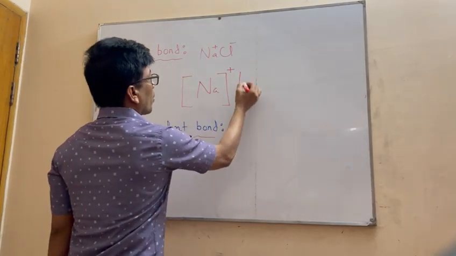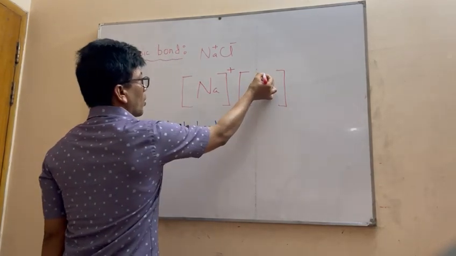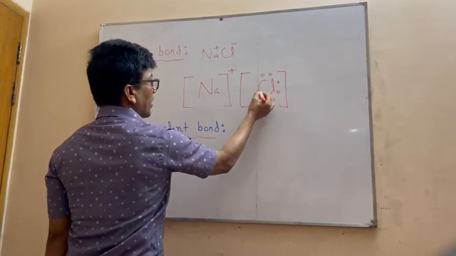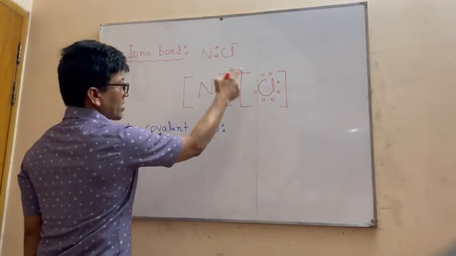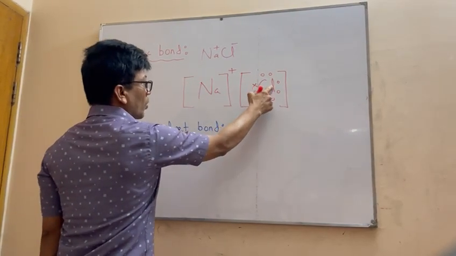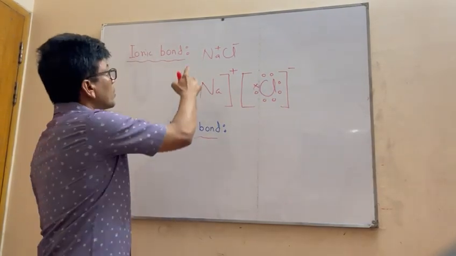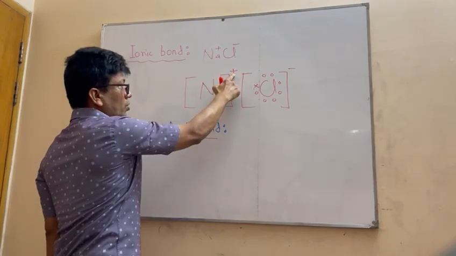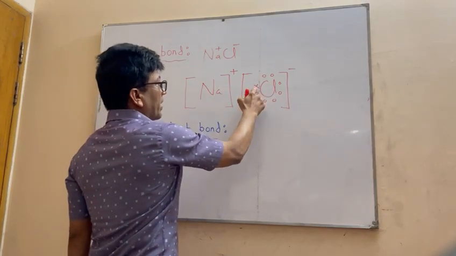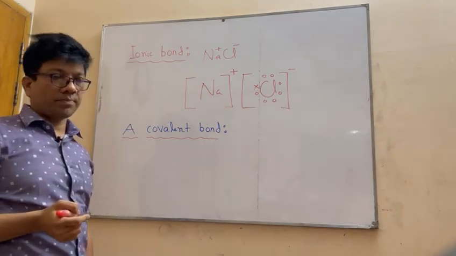And chlorine is a group 7. So chlorine has 7 electrons in its outer shell, and sodium transfers 1 electron. That electron chlorine gains to form negative chloride ion. Sodium loses 1 electron to form positive sodium ion, and chlorine gains 1 electron, chlorine forms negative ion.